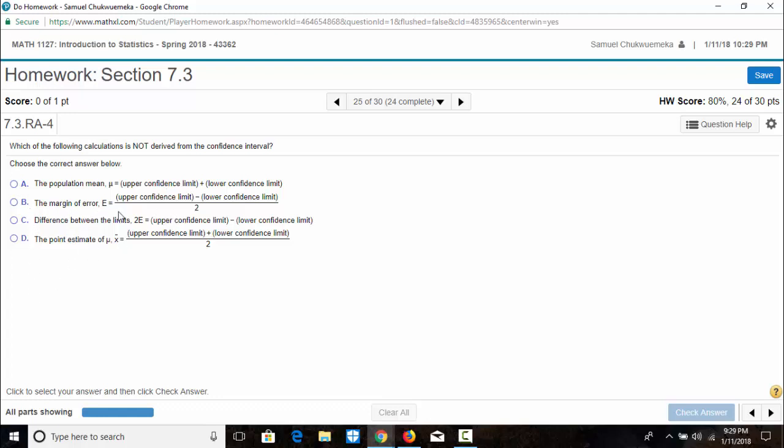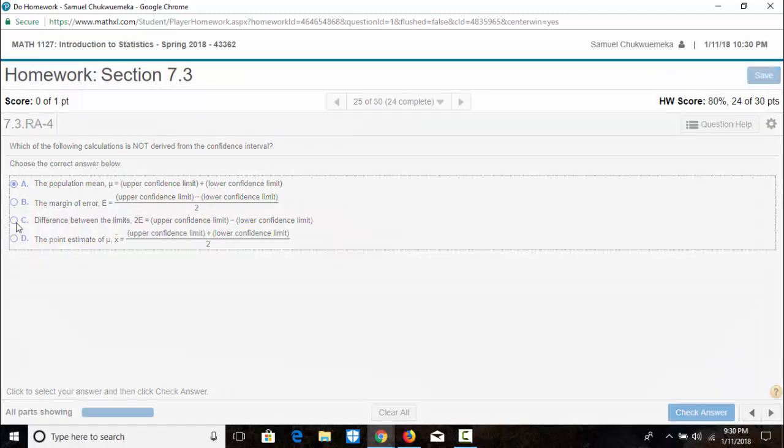C, do you notice that B and C is the same thing? If you multiply both sides by 2, B and C, you see it's the same thing. You multiply both sides by 2, okay? And then D is also correct, okay? So the answer that is incorrect is A, okay?